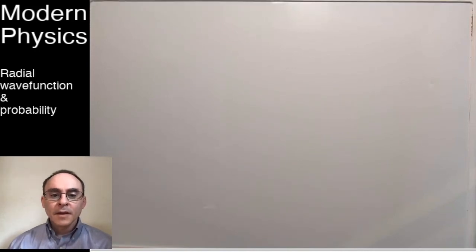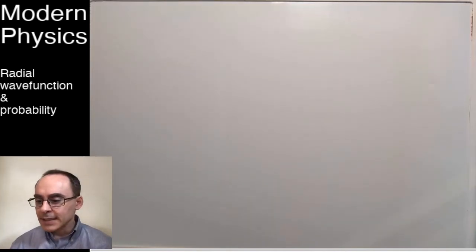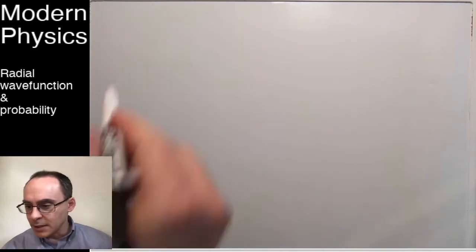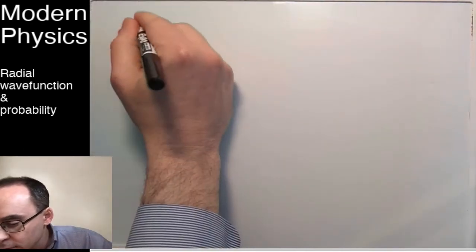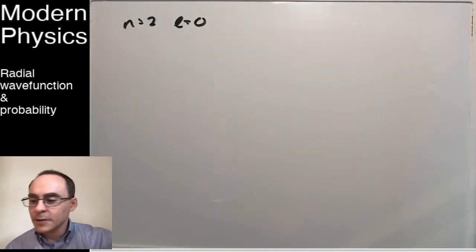Hello everyone. In this video I wanted to explore a little bit what we can do with the radial part of the hydrogen atom wave function, what kind of questions we can ask, and what kind of physics we can explore with it. So I wanted to start out with an example here. Let's look at, for example, the n equals 2, L equals 0 radial wave function for the hydrogen atom.